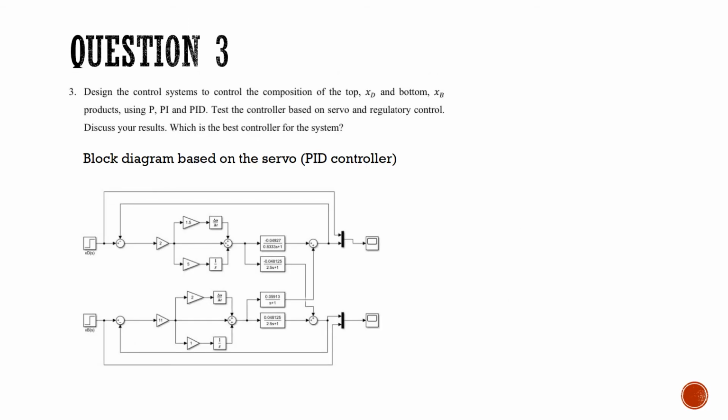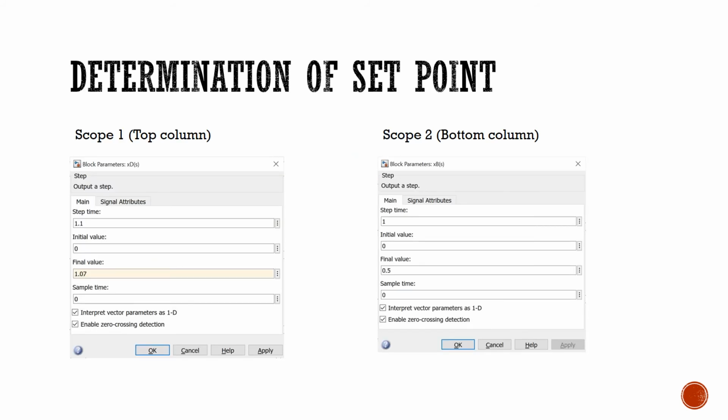Alright, for question number 3, after obtain the overall transfer function, I managed to draw the block diagram for the distillation column by using Simulink. Here is the block diagram based on the servo PID controller. Next, I need to tune the PID controller in order to get good response graph.